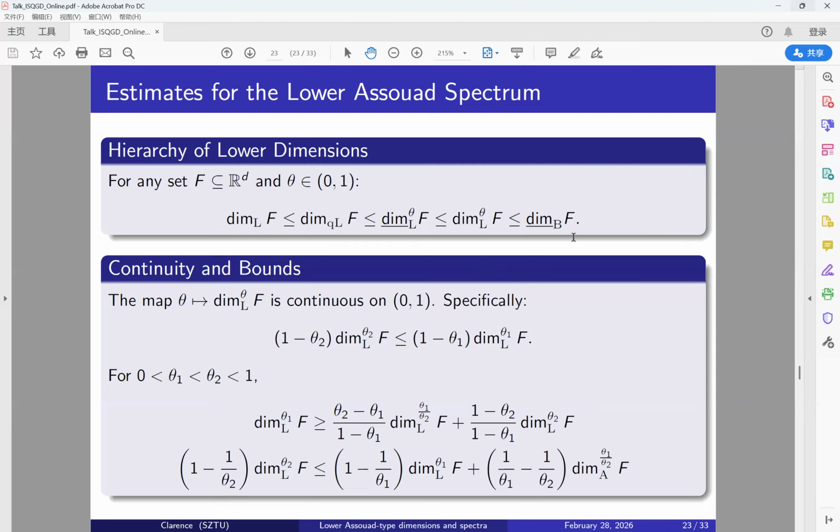Another thing is the continuity estimates of the lower spectrum. The map of the lower spectrum is continuous on the interval from zero to one. If you are interested in the detailed computation, you can find that the lower spectrum satisfies a lower bound estimate like this, also a further lower bound estimate like this, and an upper bound estimate like this. Also, the lower spectrum is continuous on the open interval from zero to one, and Lipschitz continuous on any closed subinterval in the zero-one interval.